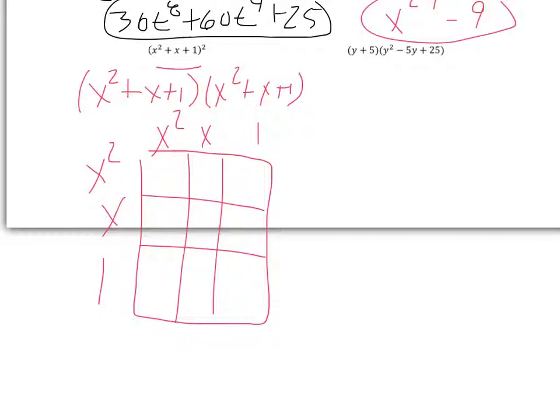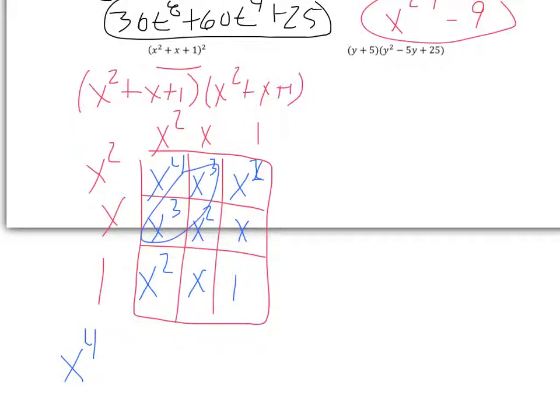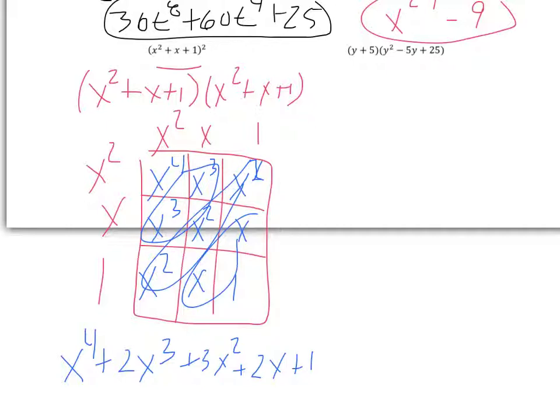So in this first box right here, x squared times x squared is x to the fourth. Here, x times x squared is x to the third. X squared times 1 is x squared. X times x squared is x cubed. X times x is x squared. 1 times x is x. Then 1 times these things, it's just we have our x squared, our x, our 1. Like terms are on the diagonal, so we combine those up. We have an x to the fourth, 2x cubes, 3x squareds, 2 x's, and a 1. So that's that one right there.